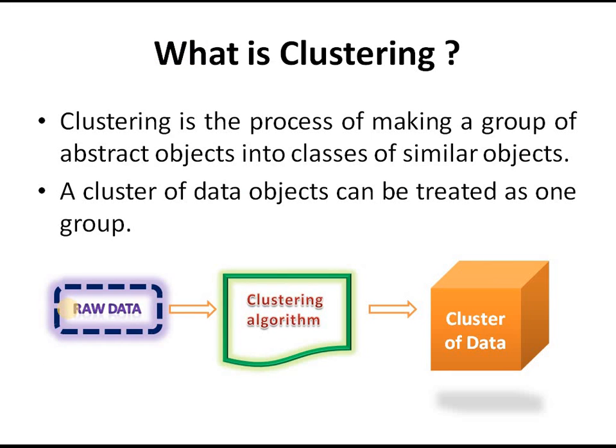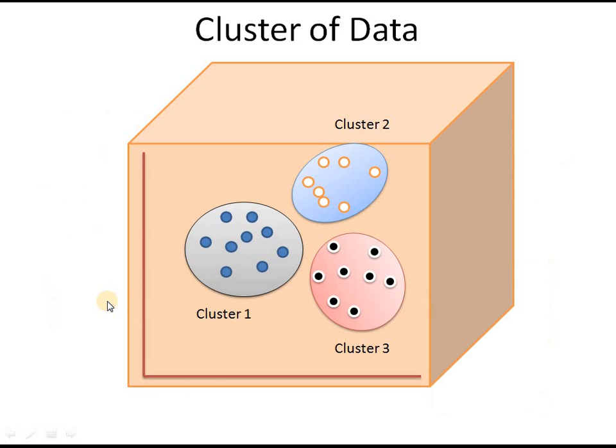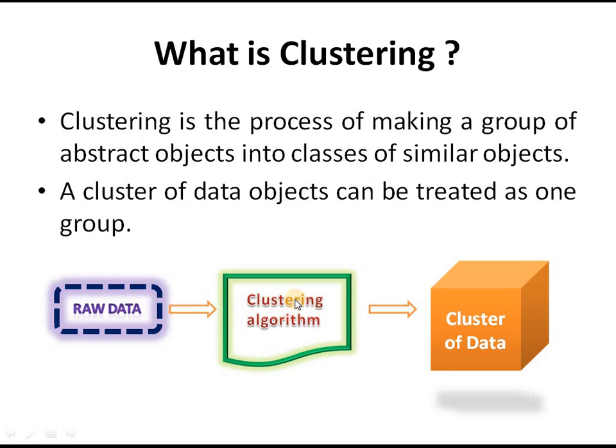First, we will have to know what clustering is. Clustering is the process of making a group of abstract objects into classes of similar objects, and a cluster of data objects can be treated as one group. We can take the raw data and supply it to the clustering algorithm, and the clustering algorithm provides us output in the form of clusters of data.